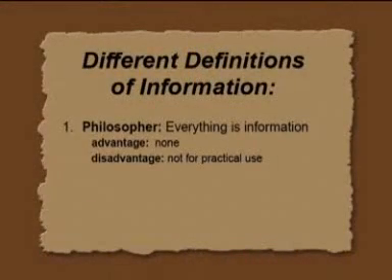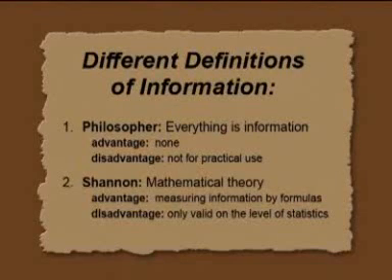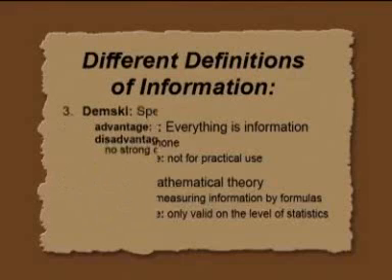Now let's have a look at the different kinds of definition of information. One philosopher said everything is information. The advantage is done if he makes such a definition. The disadvantage is it's not for practical use. Shannon made a mathematical theory of information. The advantage is measuring of information by formulas. But the disadvantage is it is only valid on the level of statistics, not more.